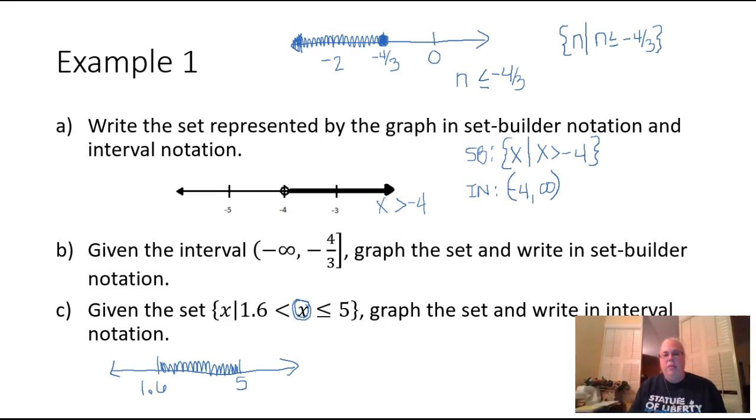Now, because we have a plain old less than here, we're going to have an open circle at 1.6, and because this is less than or equal to, we're going to have a closed circle right here at 5. And there is our graph. And if we want to write this in interval notation, the number that's furthest to the left that's included in my set here is 1.6. The number furthest to the right that's included is 5. Okay, 1.6 had an open circle, so we're going to put a parentheses on it. And then 5 has a less than or equal to, a closed circle, so this one is actually going to get a bracket.